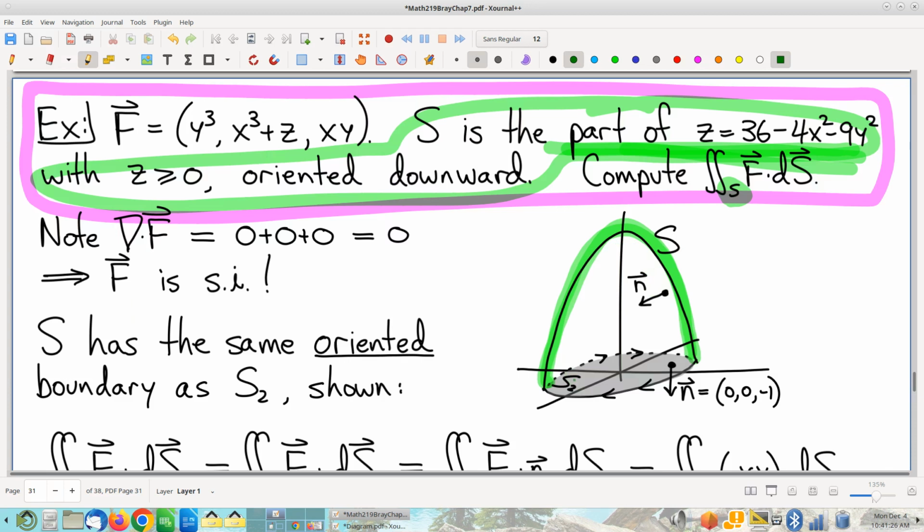Okay, so Gauss's divergence theorem's off the table. Gauss's divergence theorem's about boundaries. This is not a boundary. Forget about Gauss's divergence theorem. Everybody good?